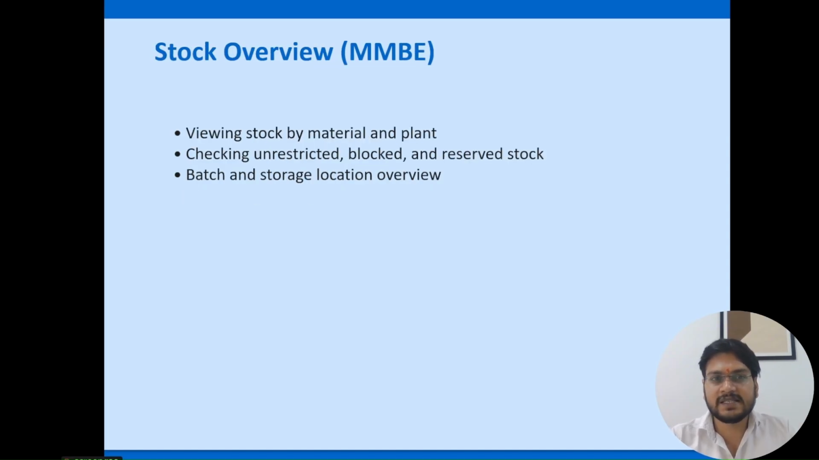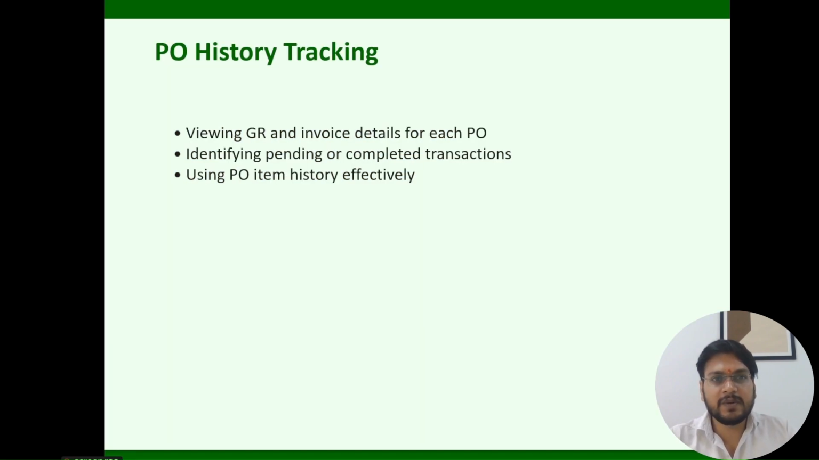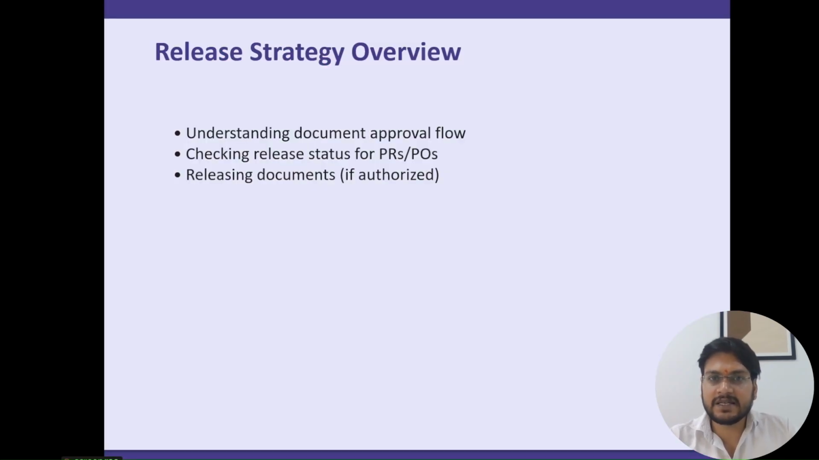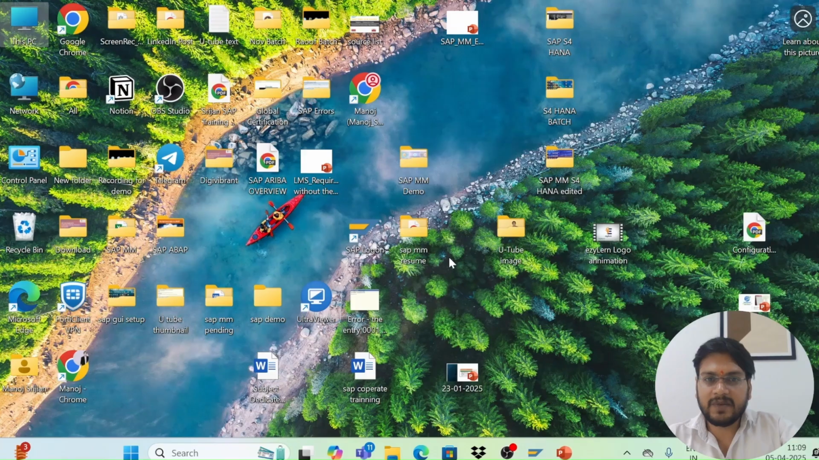We will see how, as an end user, we can see the stock overview, like how much stock is available on the company's premises, and as per that we can create a PO. Material document display, we will see PO history tracking, right? Release strategy, what is release strategy, what's the business use of release strategy, how to do that, we will see each and everything. Request for quotation, how to create a request for quotation, what's the T code for that, we will also see. So let me take you simply to the SAP easy access screen.